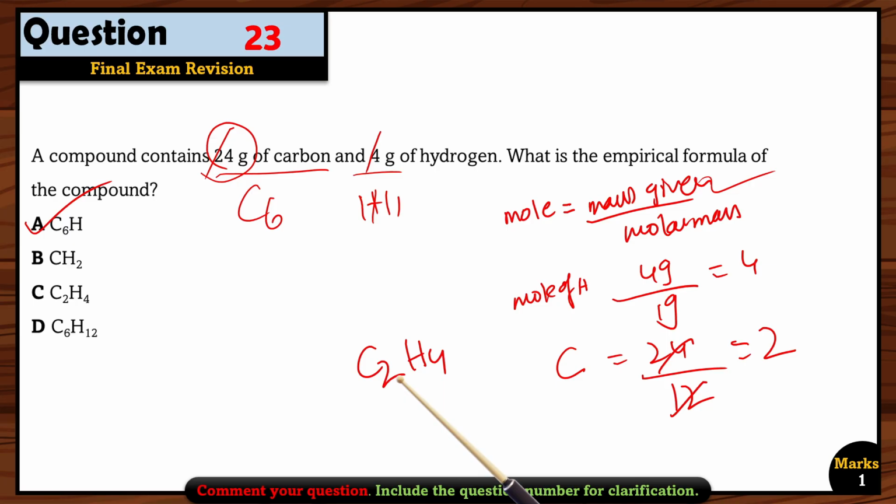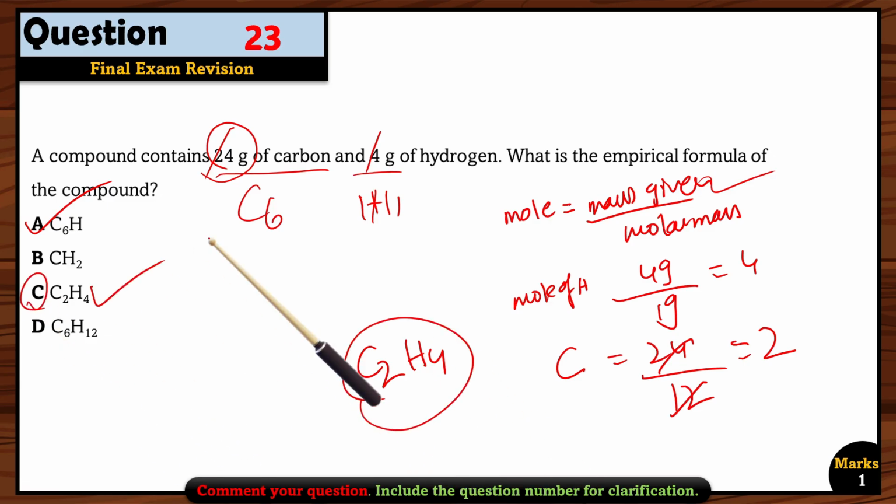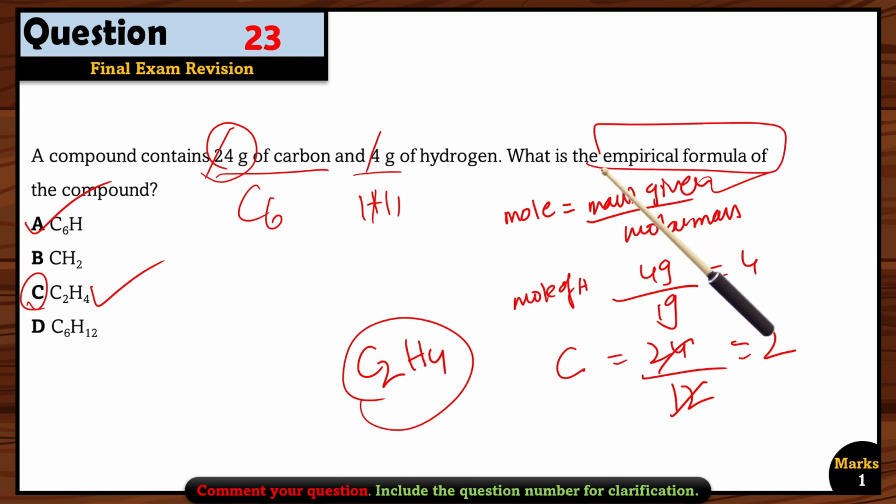So what the students usually do, even if they know the mole ratio and how to calculate the mole, is choose option C. They think that C2H4 is the right answer, but it's wrong. They are not asking about the molecular formula. They are asking about the empirical formula. So what does it mean?